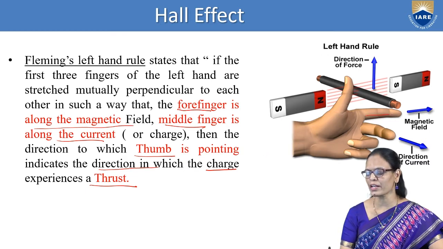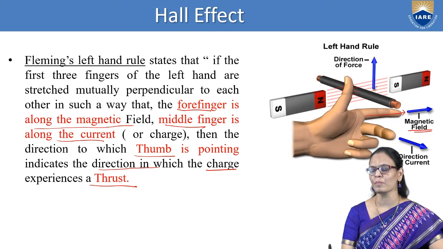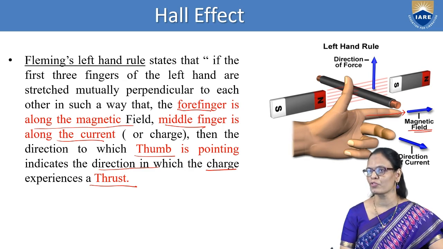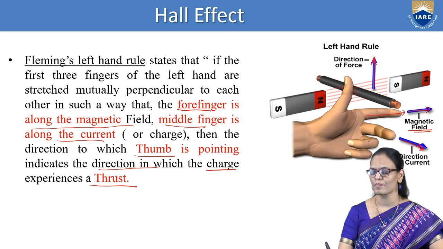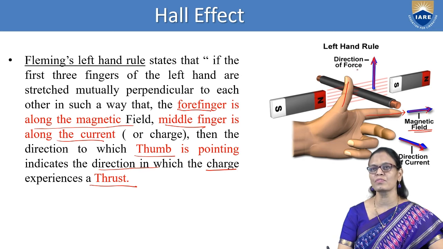Now the forefinger represents the magnetic field, which means we are applying a magnetic field in the direction shown by the forefinger. And if the current flows in the direction of the middle finger, then the direction of the force is represented by the thumb. So the thumb represents the force. If the forefinger represents the magnetic field and the middle finger represents the direction of flow of current, then the thumb represents the direction of force.